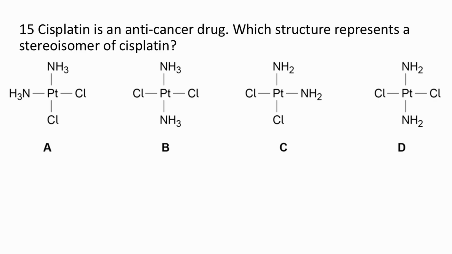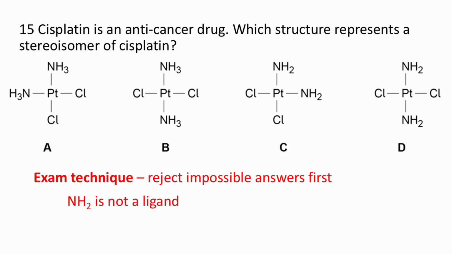Cisplatin is an anti-cancer drug. Which structure represents a stereoisomer of cisplatin? It is good exam technique to reject the impossible answers first. NH2 is not a ligand. The answer cannot be option C or option D.